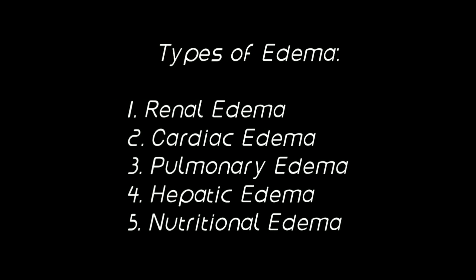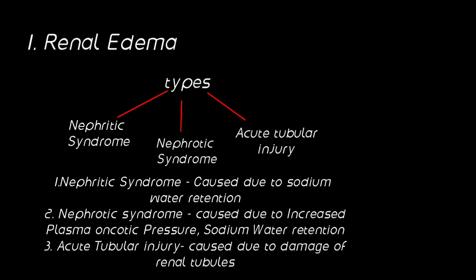Next is types of edema. There are 5 types of edema. First is renal edema, cardiac edema, pulmonary edema, hepatic edema, and nutritional edema. The first one is renal edema. Renal edema is basically of 3 types: nephritic syndrome, nephrotic syndrome, and acute tubular injury.